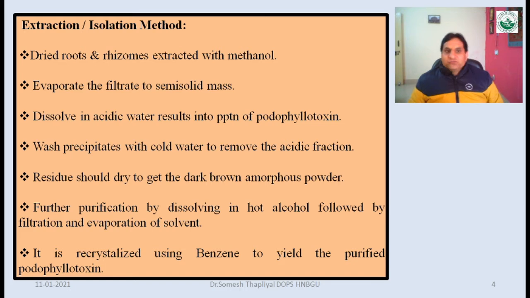This semi-solid mass should be dissolved in acidic water, due to which there will be formation of a precipitate of podophyllotoxin. This precipitate should be washed with cold water to remove the acidic fractions, and the residue should be dried to get a dark brown amorphous powder. Further purification can be done by dissolving in hot alcohol, followed by filtration and evaporation of the solvent, and it can be recrystallized using benzene to yield purified podophyllotoxin.